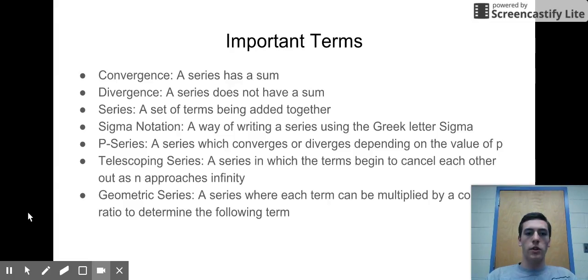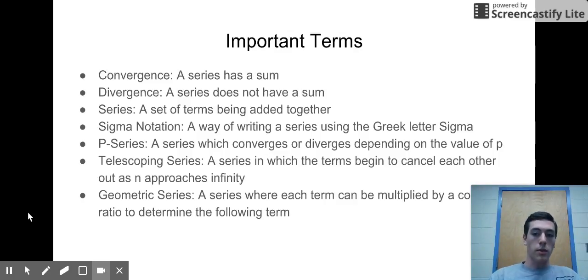So some important terms for the first part are, here they are. Convergence of a series means that a series has a sum. Divergence means that a series does not have a sum. And just to clarify, I probably should put that one first on the list. A series is a set of terms being added together. Sigma notation is a way of writing a series using the Greek letter sigma.